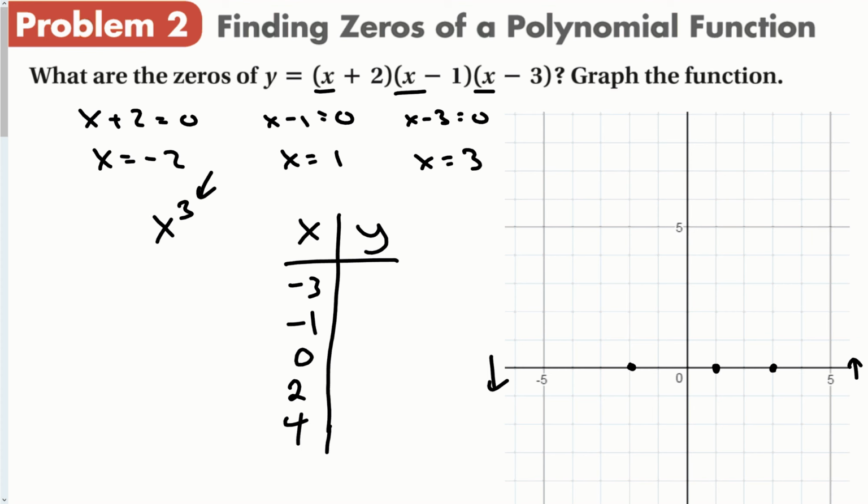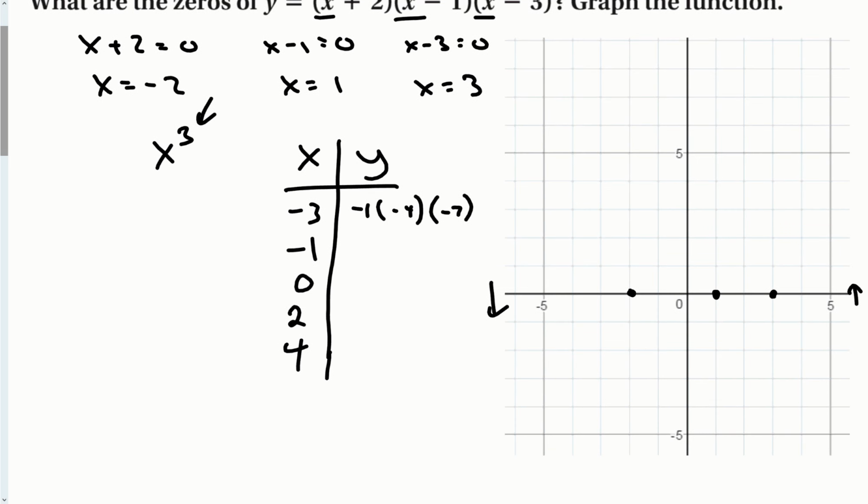I could just plug all those different numbers in right now. So when I plug in -3, that would be a -1 times -4 times -7, which is going to be a -28, off the graph. So it's going to be way below the graph. Okay, so that's good. That means that my graph is doing what I thought. It's going to be going down over here. Okay, let's plug in -1.